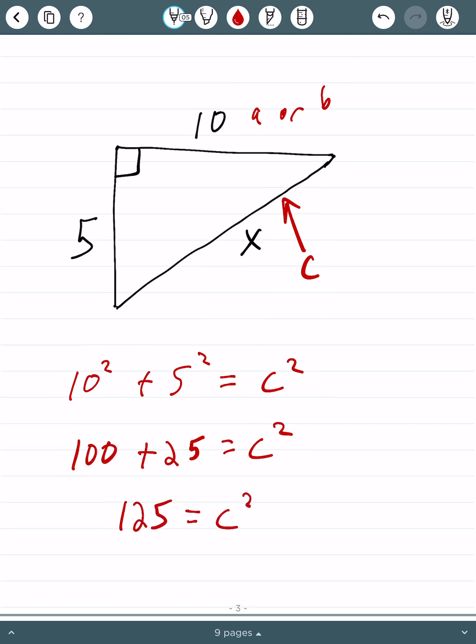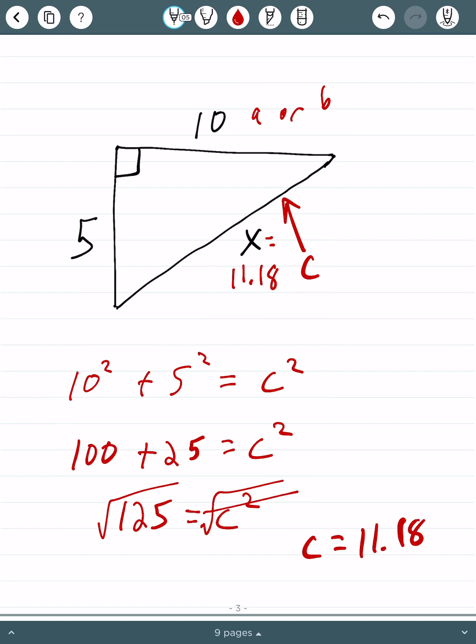125 equals C squared. Now, we have to solve for C. That's the whole goal of every algebra problem, trying to figure out what's the missing variable. We're going to do the opposite. I'm going to do 125 square root. And it says these cancel out. Remember, that's why we did that. So C equals 11.1. And remember, X, that was what we were finding, is 11.18 actually. Let's make it look like money. All right? That's how you do this.